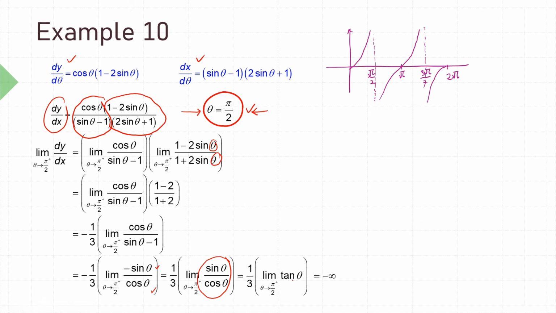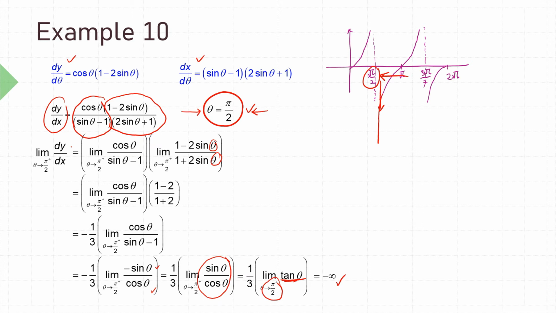We want to look at this graph, tangent theta as theta approaches pi over 2 from the right. Approaching pi over 2 from the right is this way, so the graph is going to negative infinity. That's why I have negative infinity there.